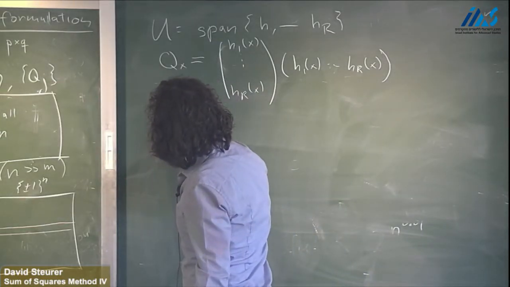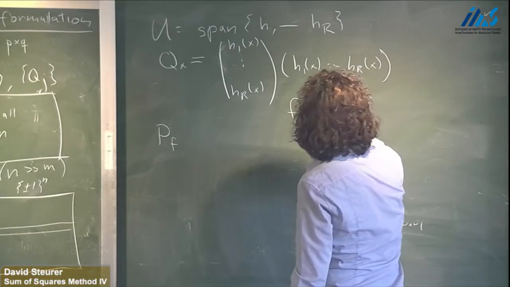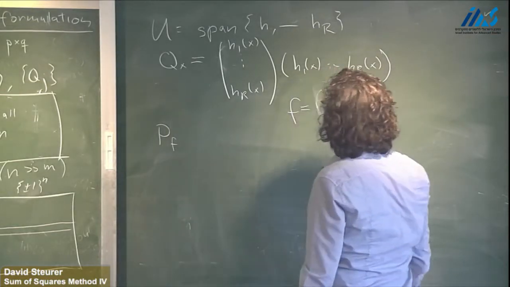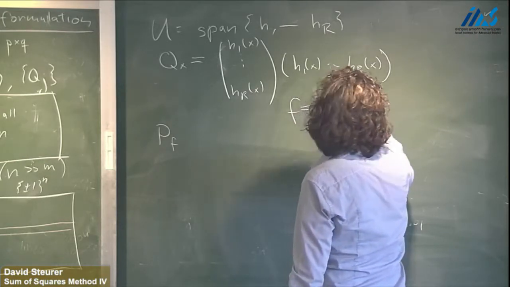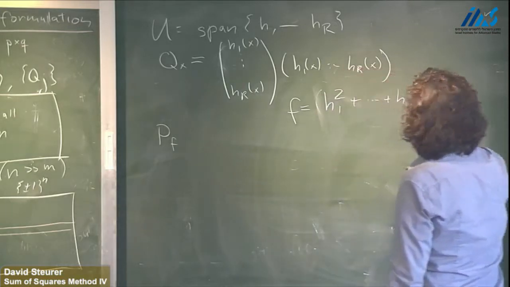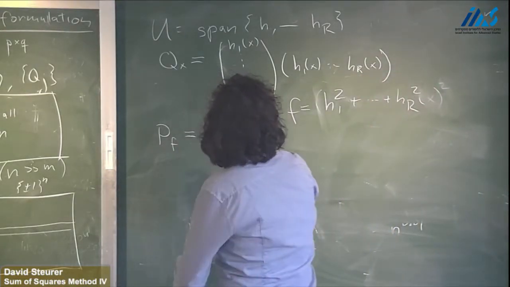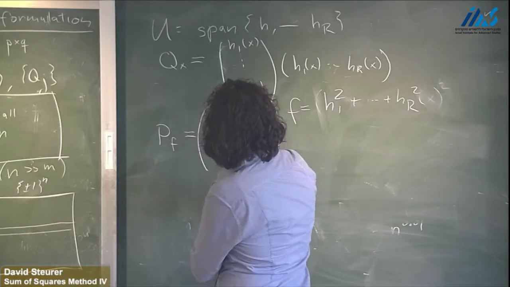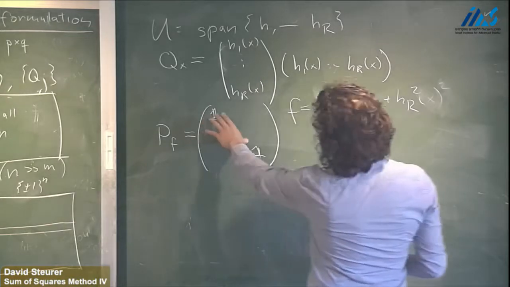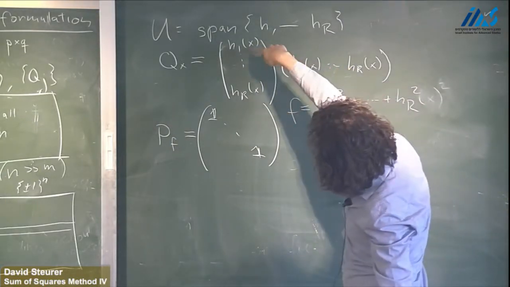And now, how should I choose P sub F? I know from the subspace that there are these linear combinations. So I know that F can be written as a sum of squares. For simplicity, F is just the sum of squares of the basis functions. Then that would correspond to choosing P sub F. I would have to choose it to be the identity, because if I now do the inner product of the identity with these guys, I sum up the diagonal of these guys, and on the diagonal I have exactly the HI squares.